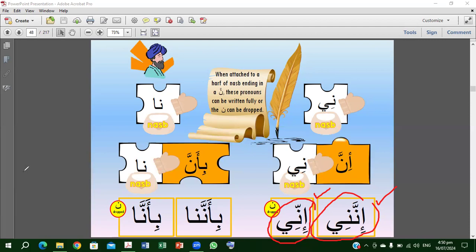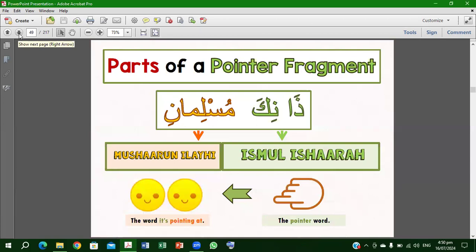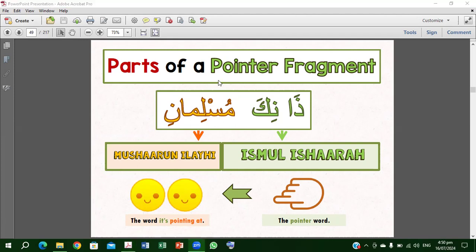Okay. Let's go to the next slide. Okay, part of a pointer fragment. Now, we studied that there are some pointer nouns, ism-e-ishara, they are called, when you point towards something, right? It means कि आप इशारा कर रहे हैं, ठीक है ना? Point करने को क्या कहते हैं? इशारा करना. So, that is इस्म-ए-इशारा. ठीक है, पॉइंटर को क्या कहते हैं? इशारा करना. Arabic term is ishara, ism-e-ishara.